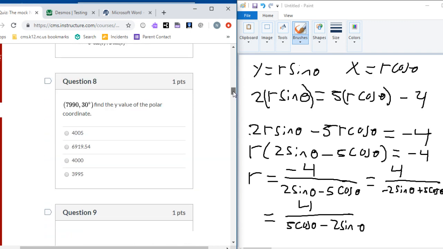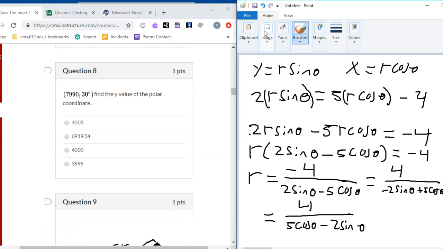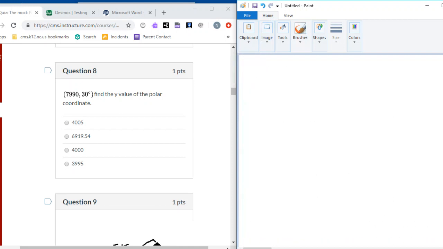Question 8. Find the y value of this polar coordinate. So here we just have to know that the y value of the polar coordinate is equal to r sine of theta. So for a polar coordinate, we need to know that the y value of the rectangular coordinate is equal to r times the sine of theta. All right?